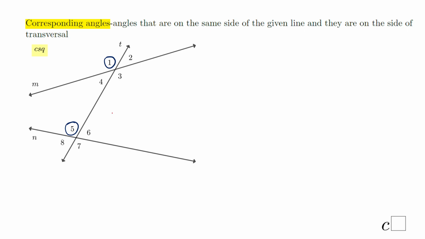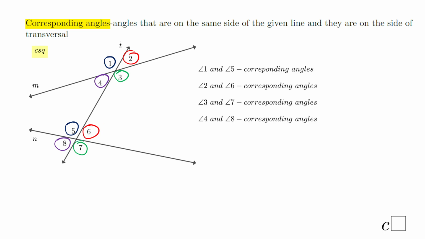Do we have another one? We have 2 and 6. Again, one interior, one exterior on the same side of the transversal. So I probably will change this definition. Then, what else do we have? More? Of course we do. We have 3 and 7. One interior, one exterior on the same side of the transversal. And we have one more. So this is the one where we have 4 pairs. 4 and 8. The other ones there were only 2s. These are what we call corresponding angles.